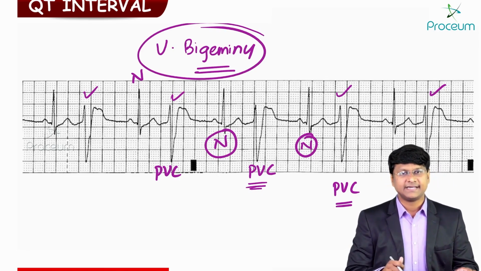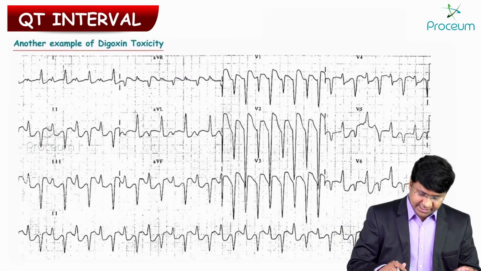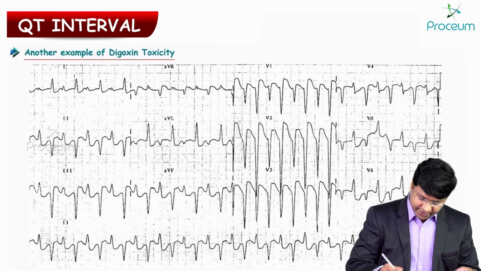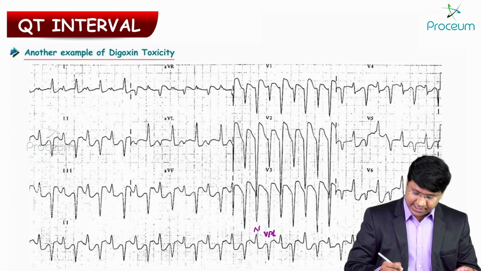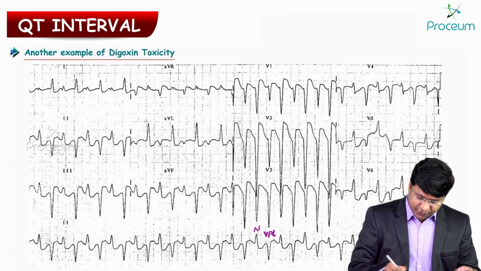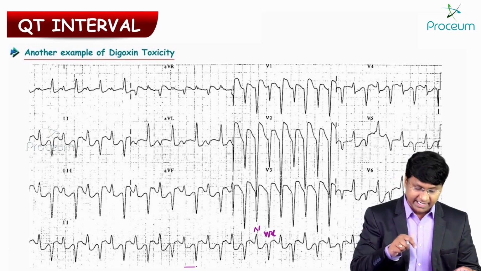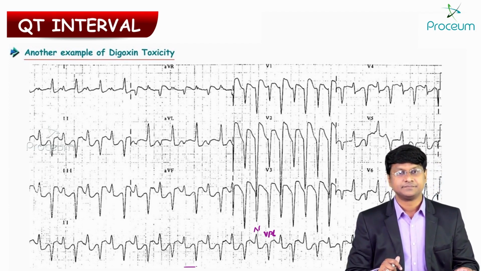Next, you see another example of digoxin toxicity. Here, this is the normal complex and this is your ventricular premature contraction, and if you observe, you are making out this ventricular premature contraction every alternate beat. So this is also an ECG of digoxin toxicity with ventricular bigeminy.